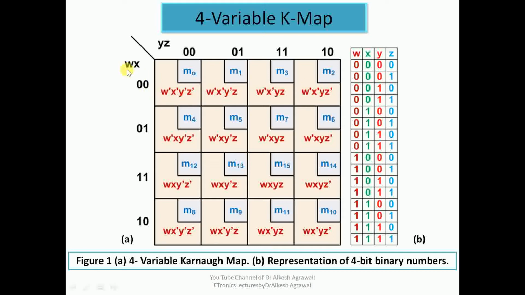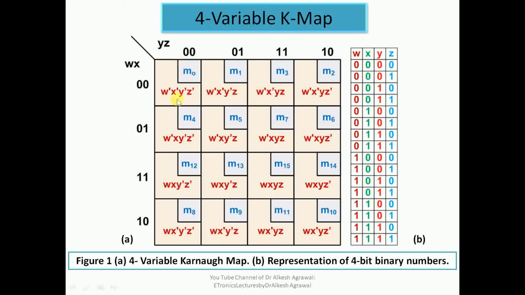First of all, focus on wx. For this whole row wx is 0 0, so we have w bar x bar in every cell. For this whole row wx is 0 1, so for 0 we have w bar, and for 1 we have x, so we have w bar x in every cell. For this whole row, wx is 1 1, so we have wx in every cell, and for 1 0 we have w x bar in every cell.